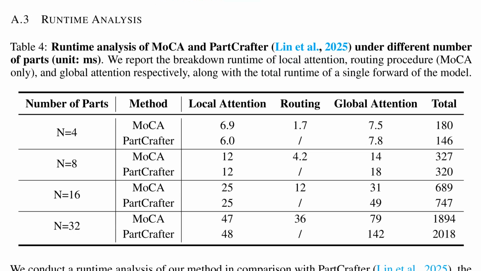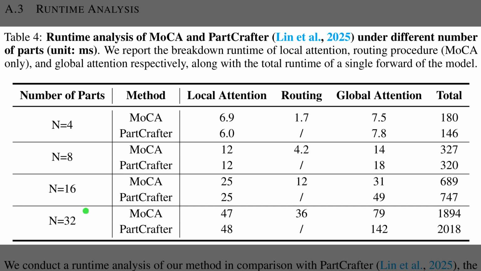So after the quality metrics favored MoCA, Table 4 shifts to speed and breaks down runtime per forward pass. The left columns list part counts and separate local attention, routing, and global attention costs. The key pattern is that MoCA makes global attention much faster than PartCrafter, especially at 32 parts. But the routing step itself is expensive, so the total runtime only modestly improves at large scale.